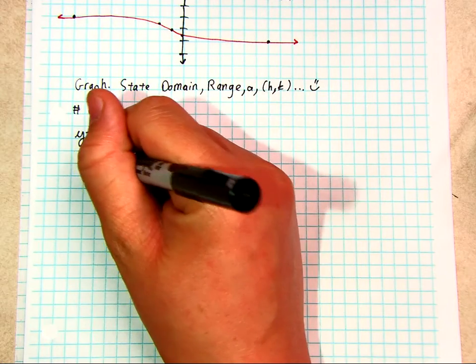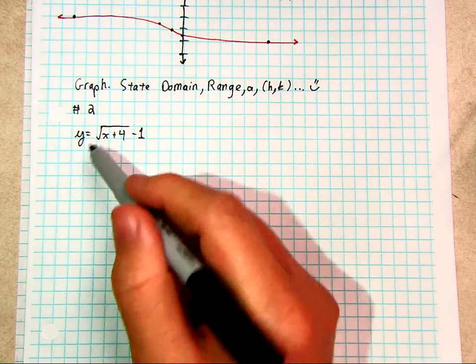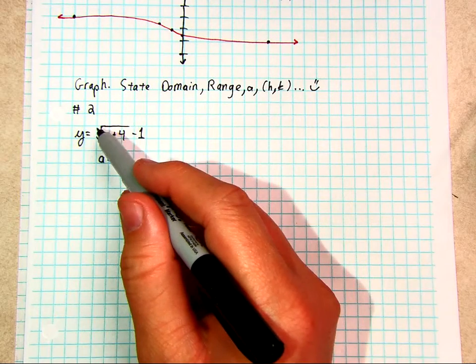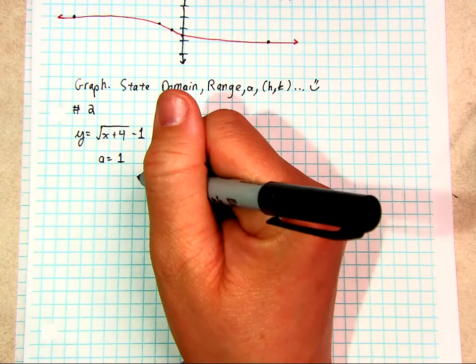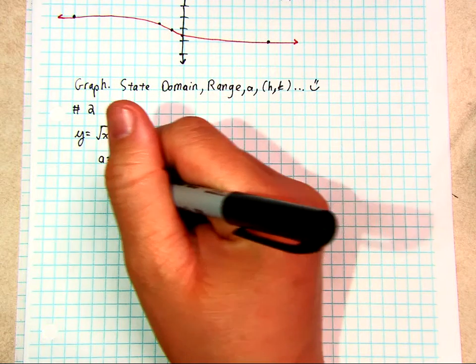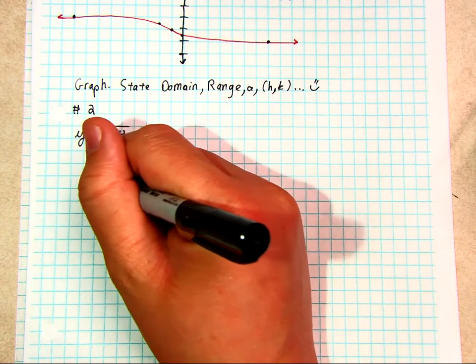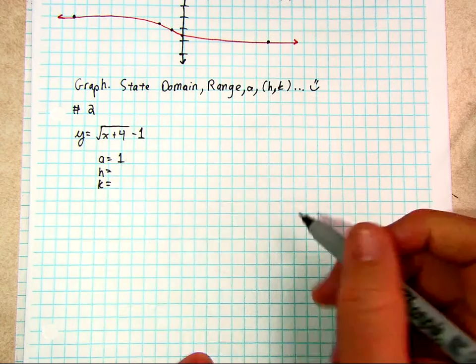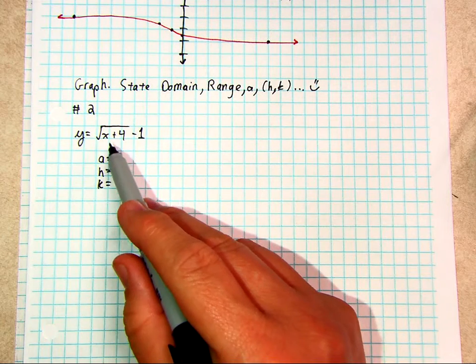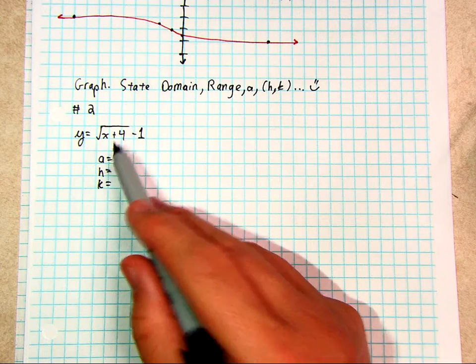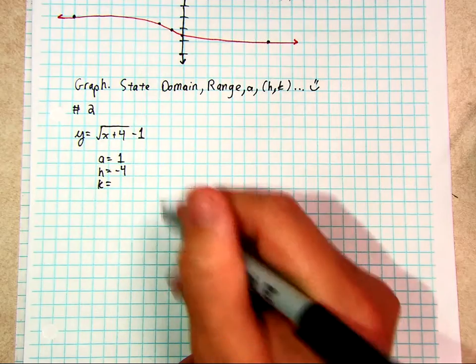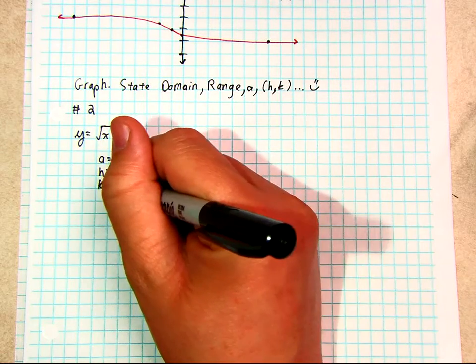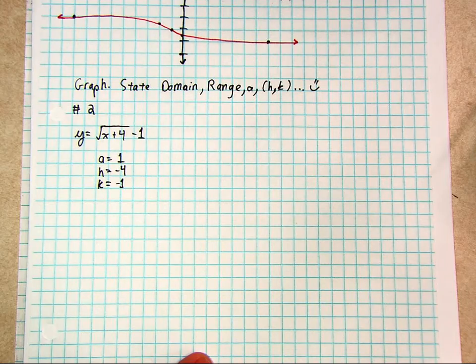First thing we do is we find A. Well, A is the number right out here in front, but there's nothing there. That makes it a 1, and we do that because it's multiplication. Now we can find H, and we can find our K. Again, H is going to be right here in this one. It says it's x plus 4, so we take the opposite, which makes this minus 4. And then the K we see is minus 1, because it's at the end.